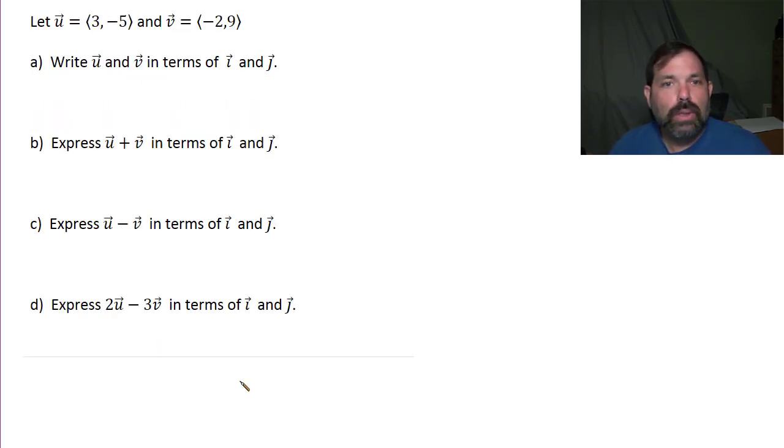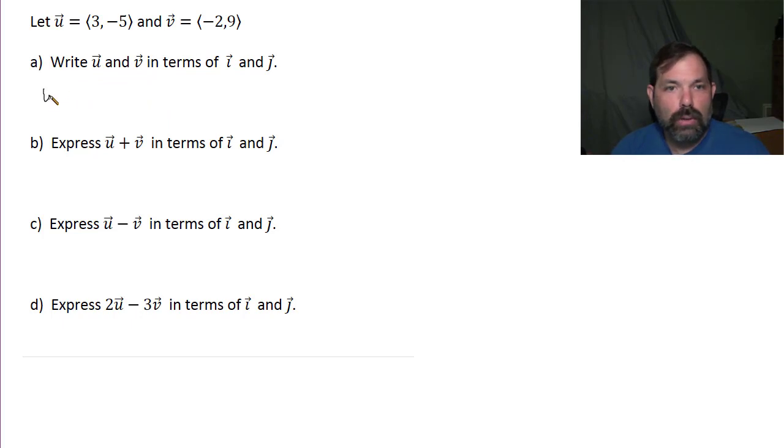All right, so here's again some more practice. I want you to try to go through these on your own first before I do them. Given two vectors, u and v, here are some exercises based on those vectors. First, u is the standard vector 3, negative 5. v is the standard vector negative 2, 9. Write u and v in terms of i and j.